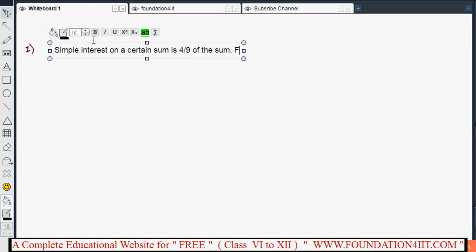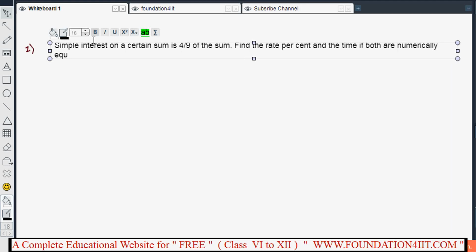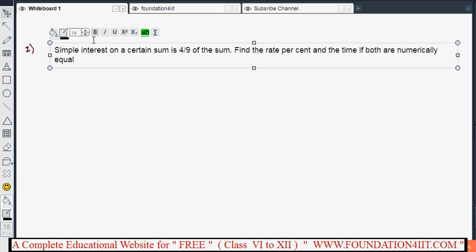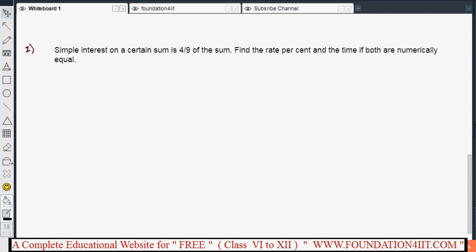First sentence. Find the rate percent and the time if both are numerically equal. Okay, so this is the information in the question. Simple interest on a certain sum is 4 by 9 of the sum.